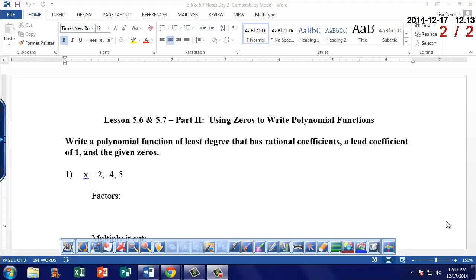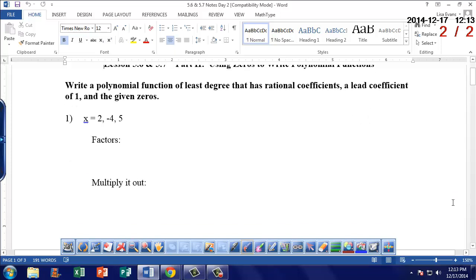This time we're working backwards. We're going to be given the zeros of a polynomial function and now we need to write a function. When the zeros given are all reals, it makes it pretty easy.